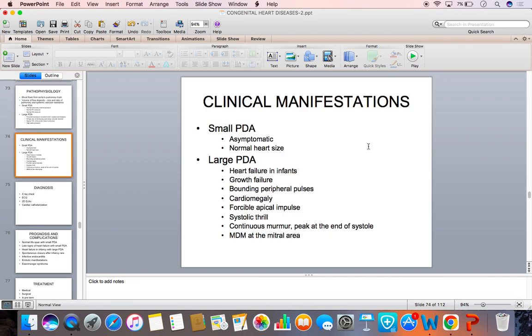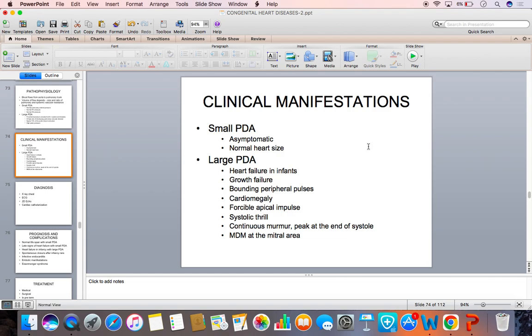Coming to the clinical manifestations. Small PDA is asymptomatic, with normal heart size, and no need to intervene. But it has to be closed to avoid the other complications which we are going to touch on. In large PDA, there is early onset of heart failure in infants, because at birth the newborn may be asymptomatic. With the fall in the pulmonary vascular resistance, there is high blood flow into the pulmonary circulation, volume overloading of the lungs, resulting in congestive heart failure.